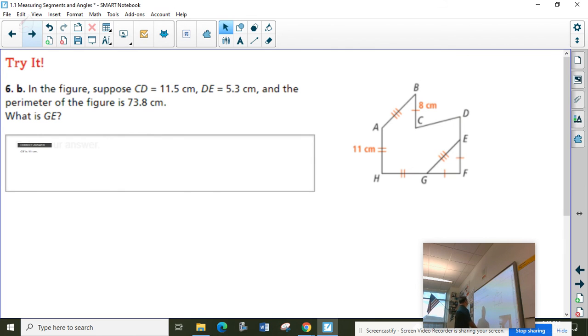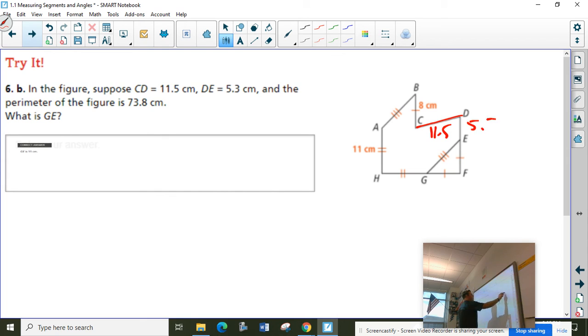And then this one, CD. CD here is 11.5. DE is 5.3. And the perimeter of the figure, this whole perimeter, is 73.8. They want to know what G to E is. So they want to know what this one is. This is 8. This is 8. I know this is 11.